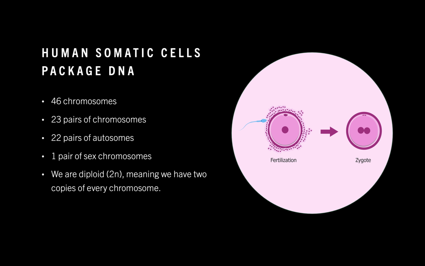Okay, so let's talk a little bit about how human body cells, or human somatic cells, package DNA. Here we have 46 chromosomes, 23 pairs of chromosomes, with 22 autosomes and one pair of sex chromosomes. We are considered diploid, which means we have 2 copies of every chromosome in our bodies, but our sex cells, or gamete cells, are not. They are considered haploid, which means they are 1N rather than 2N, and they only have 1 copy of every chromosome. So a zygote is formed from the combination of gametes, each with N chromosomes, so each with just 1N.